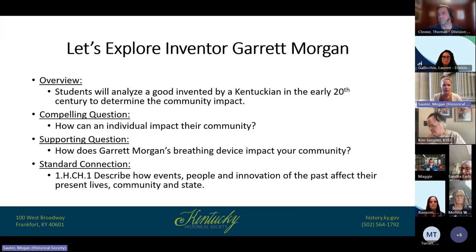What I'm going to be walking you through today is looking at a Kentuckian. The people of Kentucky are so prominent in how our history plays out, and I chose inventor Garrett Morgan. An overview of the activity: students will analyze a good invented by a Kentuckian in the early 20th century to determine the community impact. Our compelling question: how can an individual impact their community? The example we'll be looking at will inspire students to think through that.